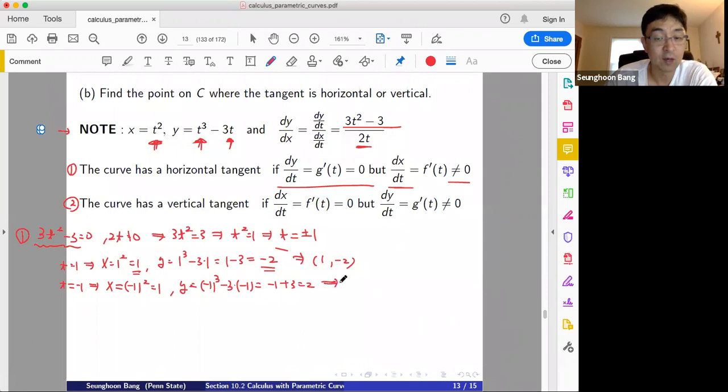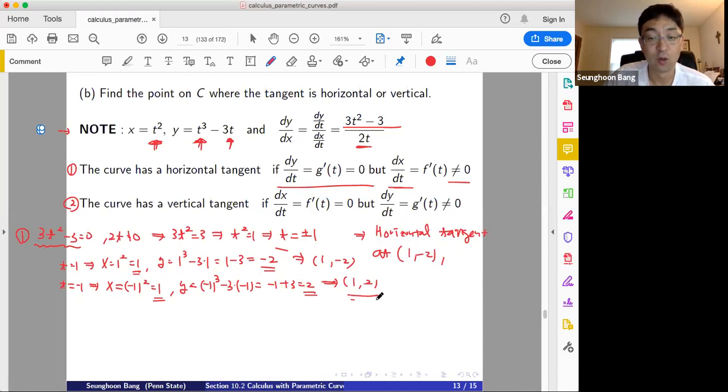We have only one so far. We have another point. What's that? (1, 2). Like this, right? So what's the answer? We have horizontal tangent. Yup, you're right, (1, -2). One more. What's that? (1, 2). We have 2 points, (1, -2) and (1, 2). So in this case, what are the t values? One t value is 1. But for this one, the t value is -1. We have this result.